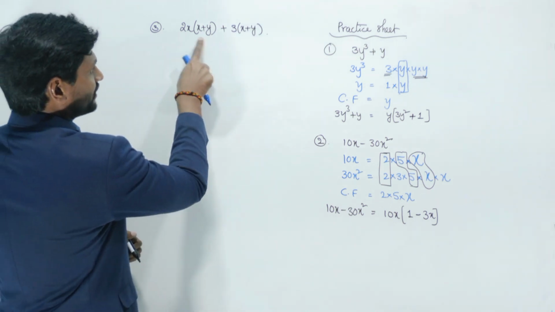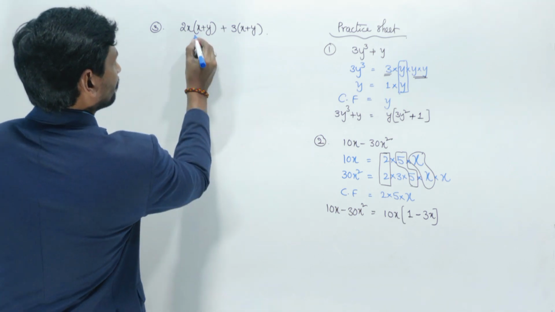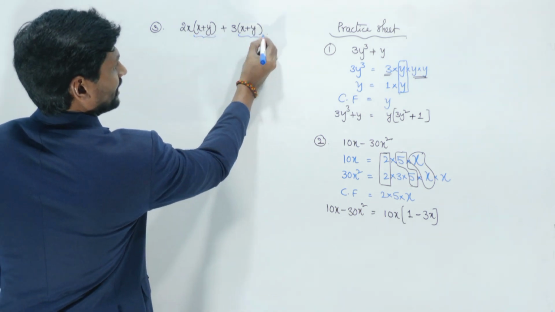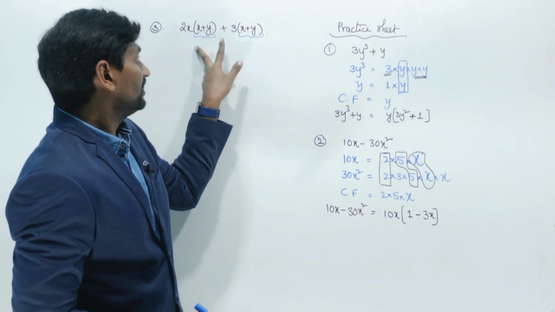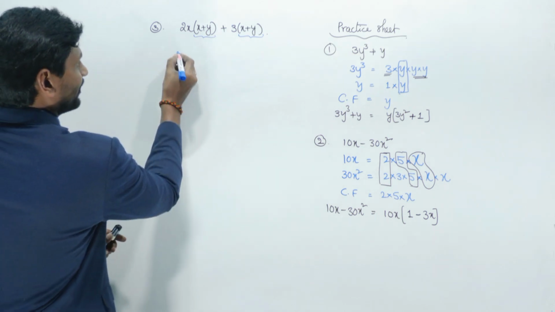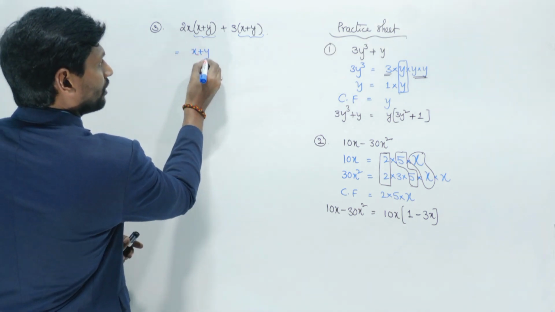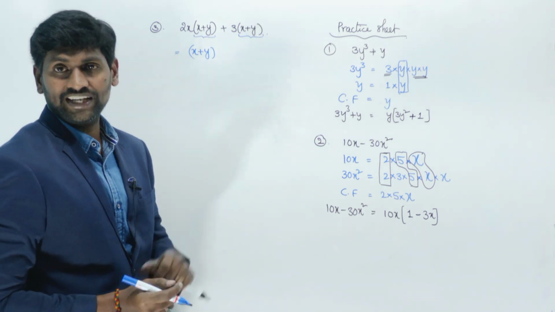First term is 2x into x plus y. Second term is 3 into x plus y. Nothing but bracket term, x plus y, x plus y. First term we can identify x plus y. Second term also there is a term x plus y. So I am just trying to take the common factor x plus y. Okay? Common factor is x plus y.